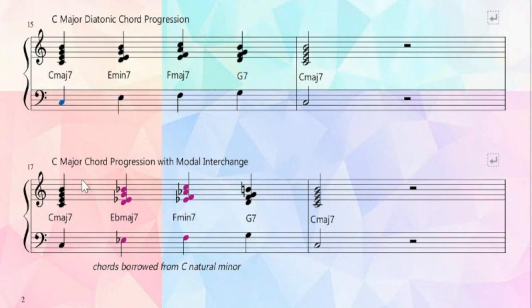If we want to add modal interchange, then we could substitute the E minor 7 for an E flat major 7, and maybe an F major 7 to an F minor 7. So let's hear how the chord progression changes when we borrow chords from the C natural minor scale.